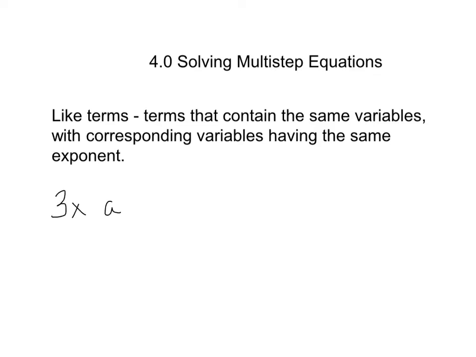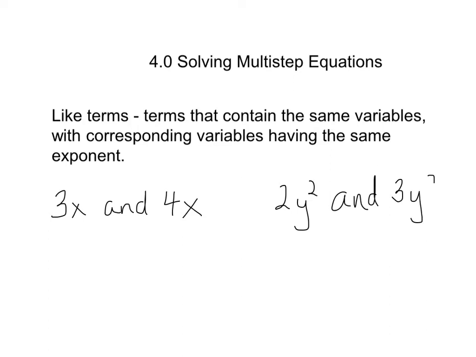3x and 4x. We would call these like terms because they have the same variable, and both of these terms have the same exponent, 1. Another example of like terms could be 2y squared and 3y squared. Both of these terms have the same variable and the same exponent. Notice that the coefficient does not have to be the same. So to be like terms, you have to have the same variable and the same exponent.